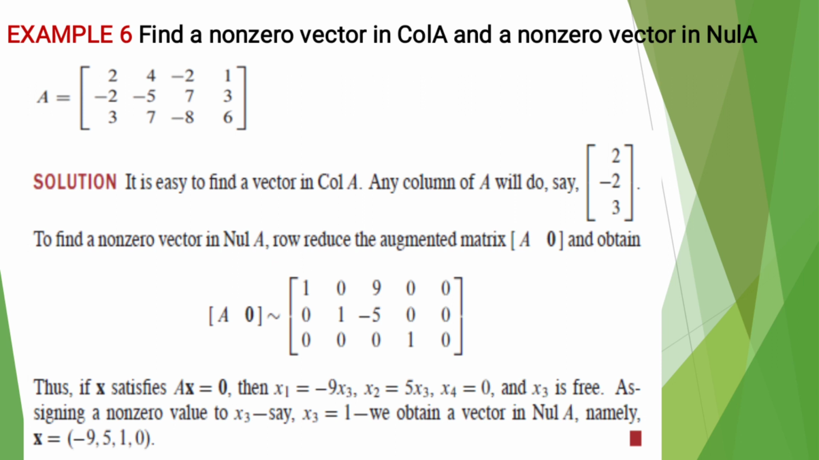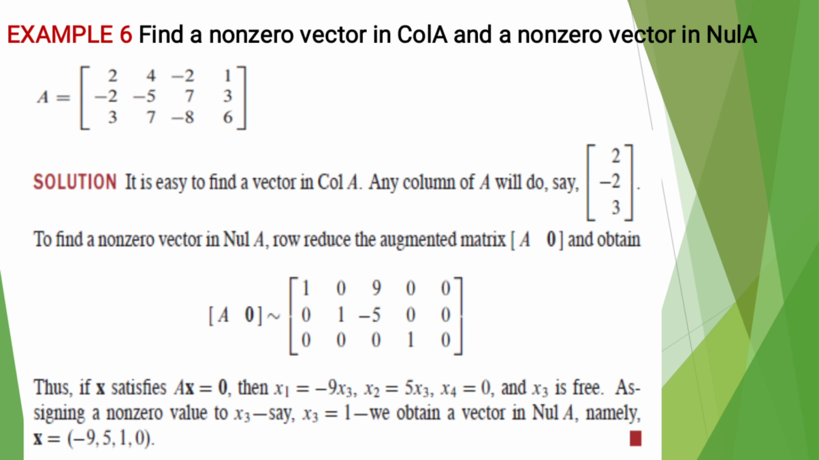These 4 columns are non-zero columns, and any one vector among these 4 is an element of column A. So these 4 vectors are also column A vectors. So we want a non-zero vector in null A. What is the definition of null A? If Ax equals 0 bar, then x is an element of null A.